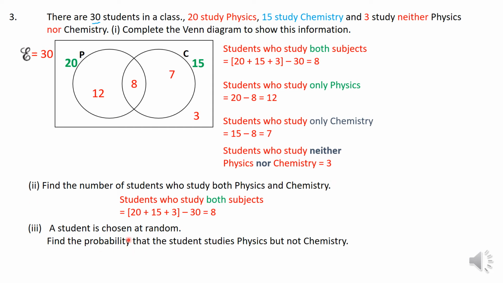They choose a student at random, and you were supposed to find the probability that the student studies physics but not chemistry. So it means you just go to the learners who do physics. There are 12, out of the total number of learners, and that simplifies to 2/3 or anything equivalent. 12 over 30 will also do.